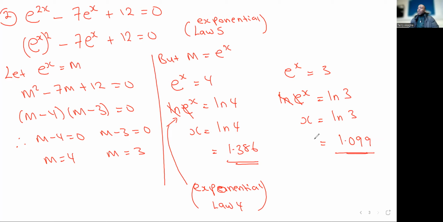1.099. So therefore x is going to be equal to 1.386 or 1.099. That will be the answer for this.